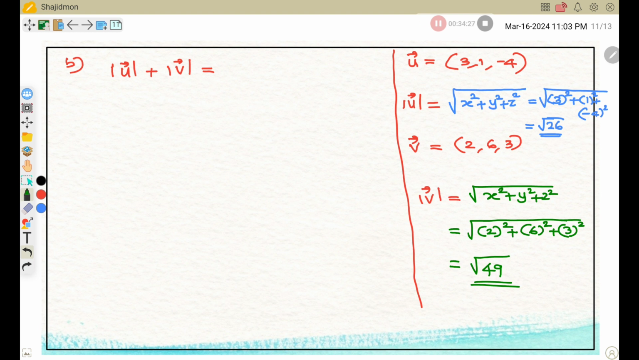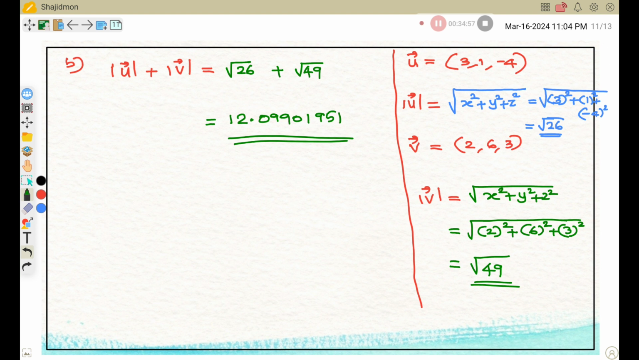Now we can apply this. We are writing the magnitude of u plus the magnitude of v. The magnitude of u is root 26 plus the magnitude of v, which is root 49. You can use the calculator for simplification. Approximately we will get 12.0901951, or approximately 12.1. So this is the value of the magnitude of u plus the magnitude of v. This is the second part of the question.